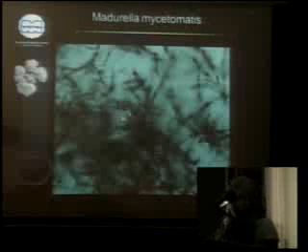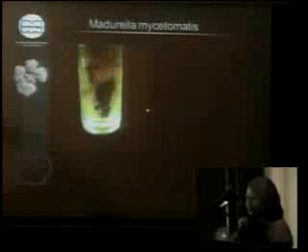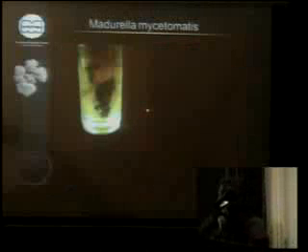Here we show this abnormal structure, sac-like ascospore, or I don't know. And these are grains of Madurella mycetomatis in vitro.